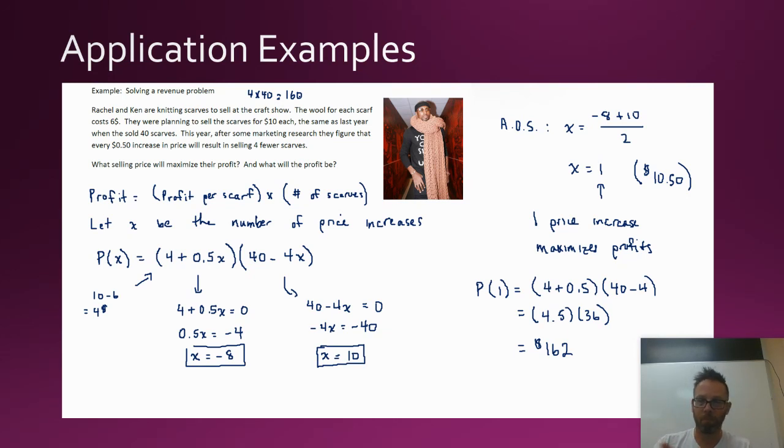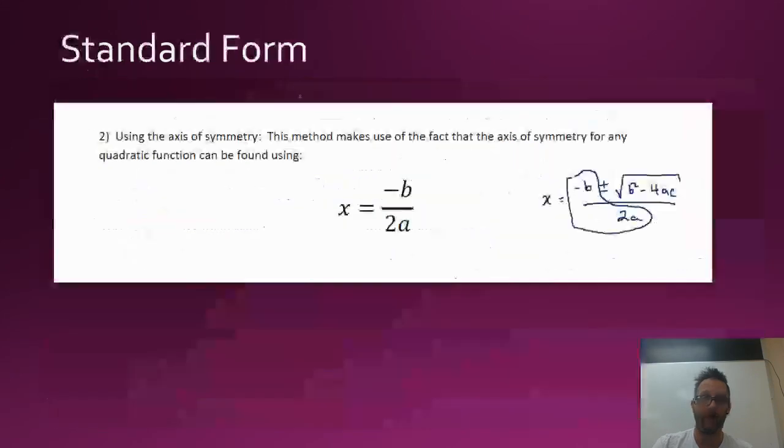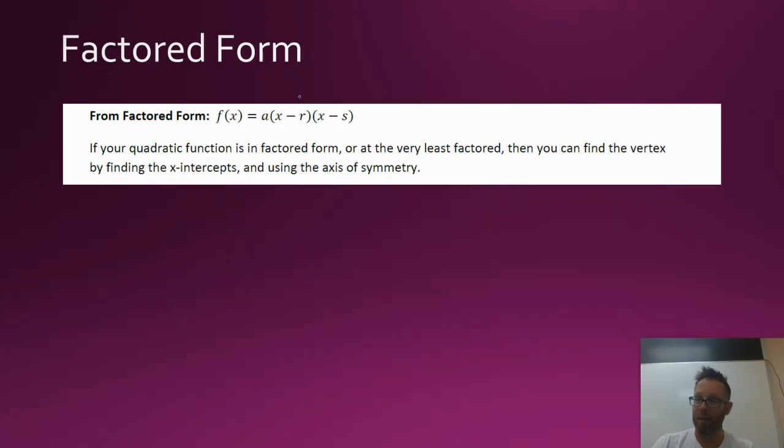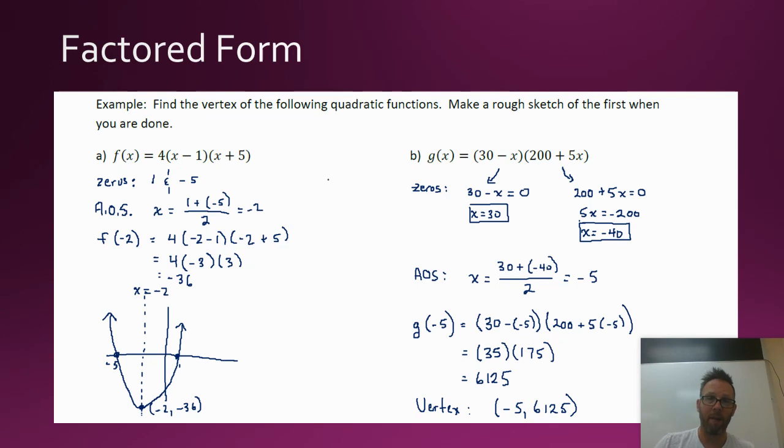So what I need you guys to be able to do is, given any of the three forms, pick off the vertex, the maximum or the minimum. So remember, from vertex form, you can just read off the vertex. From factored form, like in the last example we did, you got to pick off the zeros. Sometimes you have to do some work for them. Then you find the axis of symmetry, and that's where the vertex occurs. You just plug that in.